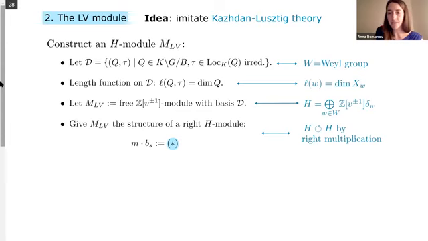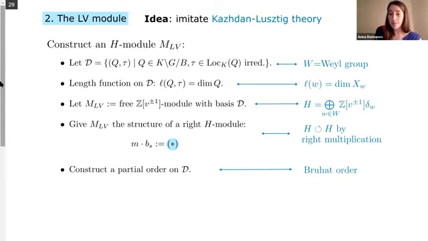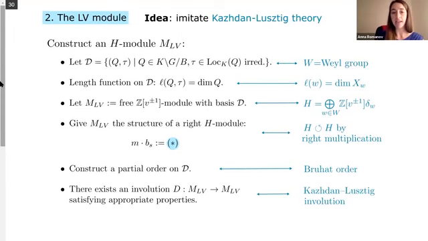And then the last two ingredients we need for Kazhdan-Lusztig theory are some partial order, which will play the role of the Bruhat order, and an involution, which will play the role of the Kazhdan-Lusztig involution. These two things can be constructed, but I don't have time to go over them in detail. So for now, I'll leave these as a bit of a black box too. There is a partial order on the parameterizing set, and there is an involution satisfying appropriate properties on M_LV.